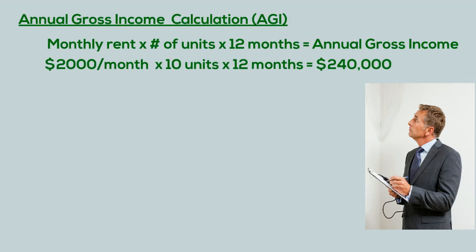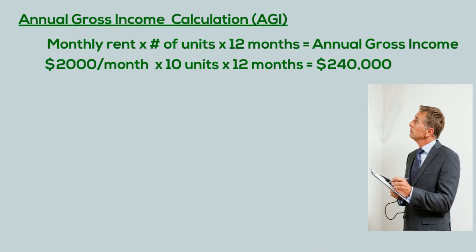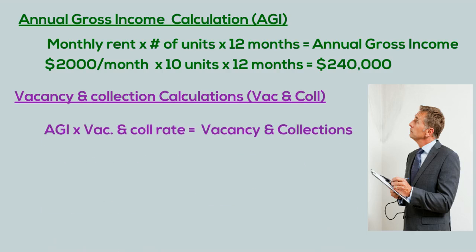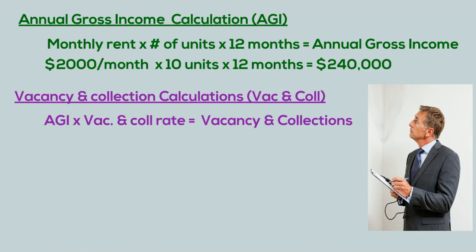The annual gross income can be calculated by taking the monthly rent and multiplying it by the number of units times 12 months. For this problem, it's $2,000 per month times 10 units times 12 months, which equals $240,000. Vacancy and collection can be calculated by taking the AGI, multiplying that by the vacancy and collection rate, which equals the vacancy and collections. For this problem, it's $240,000 multiplied by 5%, which equals $12,000.